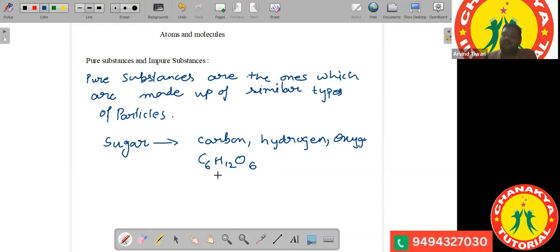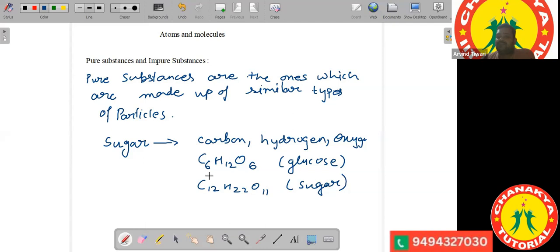Okay. So this is your glucose, which is a form of sugar, C6H12O6. Then C12H22O11 is the sugar that you are eating, the sugar that we use in the tea. Glucose is C6H12O6, and fructose can have a similar formula. We are not moving into the details of their formula and structure. First, we look at their purity. We found out that sugar itself is made up of different types of substances.